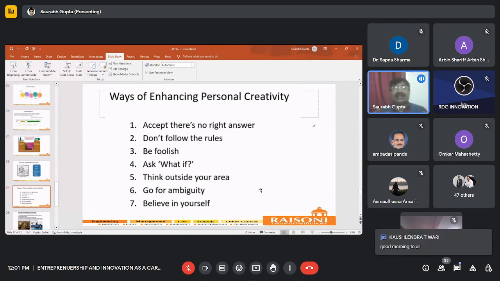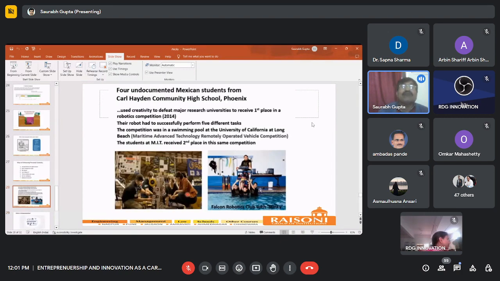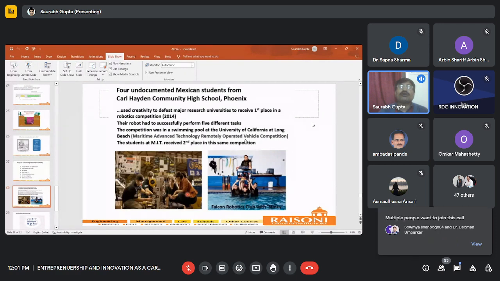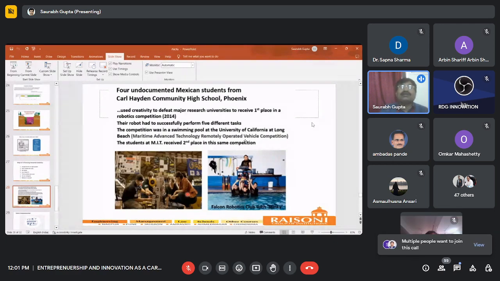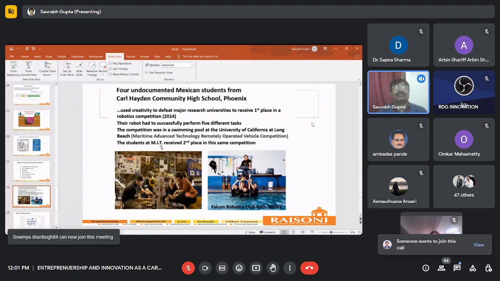And there are certain examples in the world where people from a low domain, whom no one knows, have done creative work that defeats those at a higher level. I will show one example here. There was a competition for making a robot that can do various operations in a swimming pool, that it can dive properly. This competition was won by school students, and MIT, the Massachusetts Institute of Technology, the world renowned institute, got second place in the same competition.